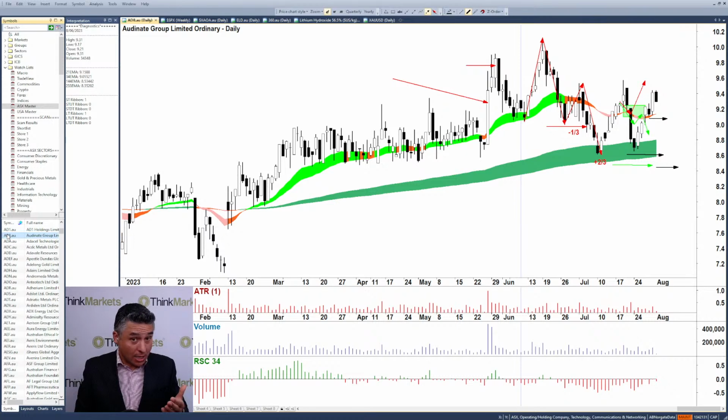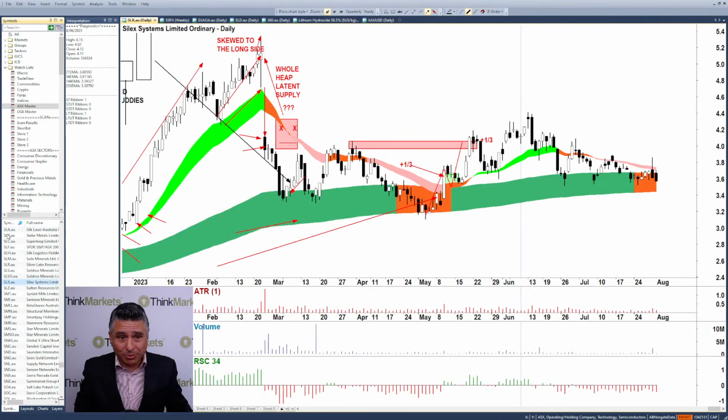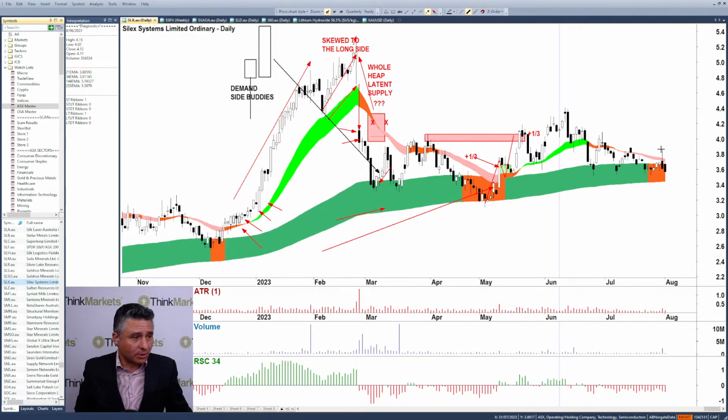Neil's saying energy on the way up. Yes, some of my favorite charts out there are in energy right now. Let's hope it continues because energy is a bit dodgy from time to time.